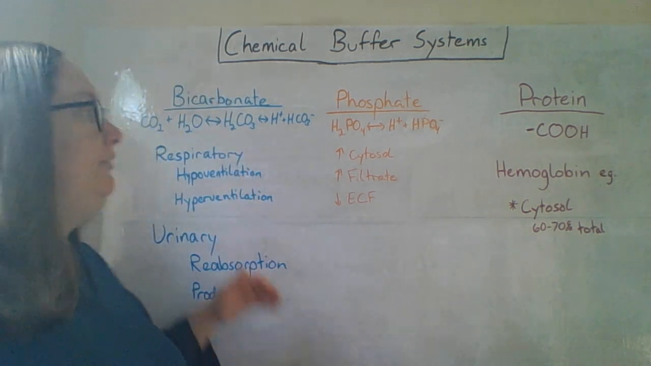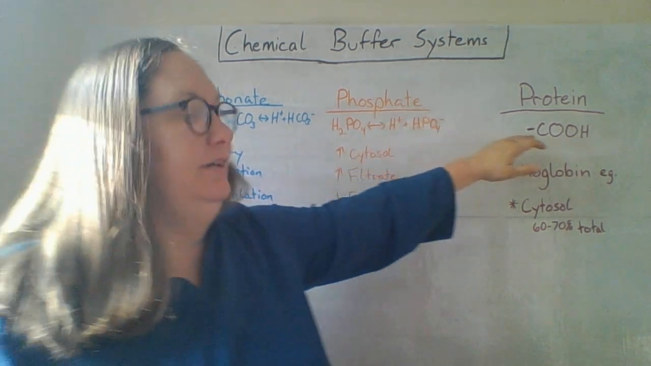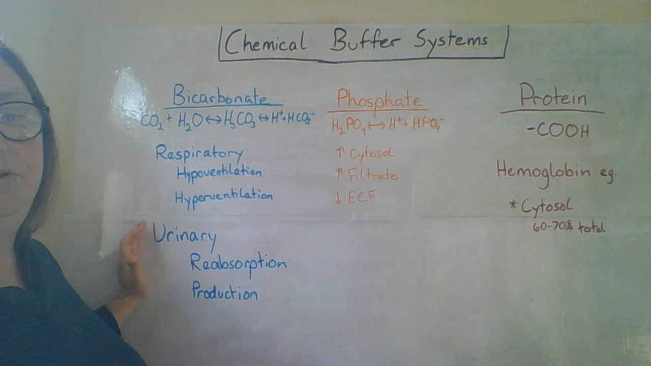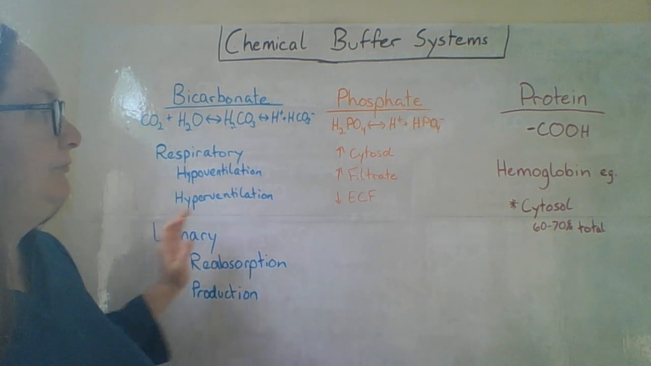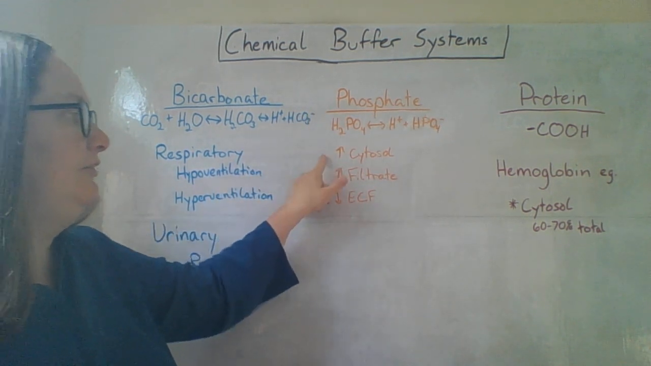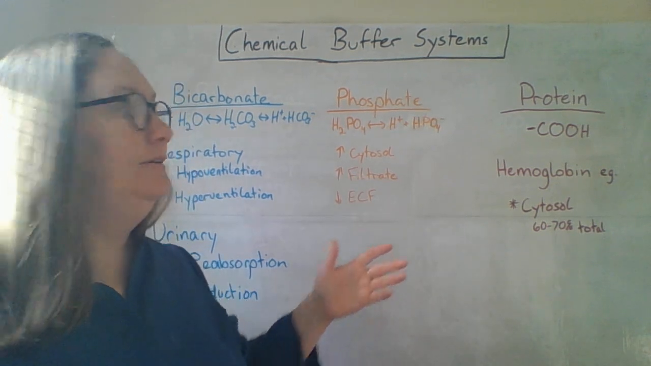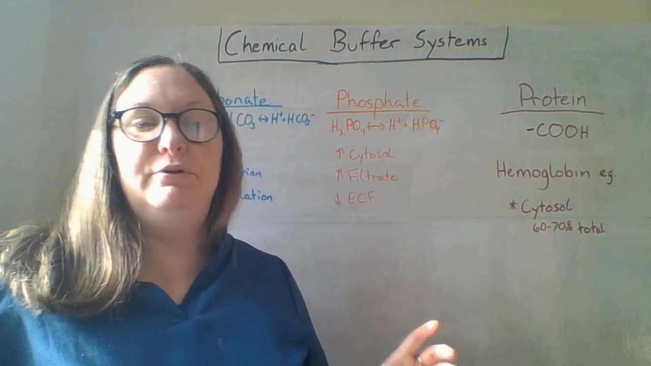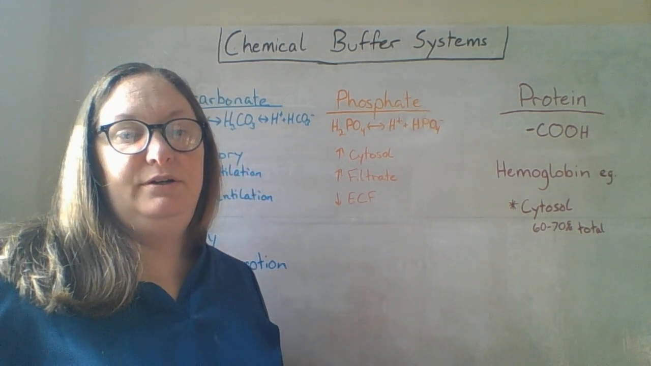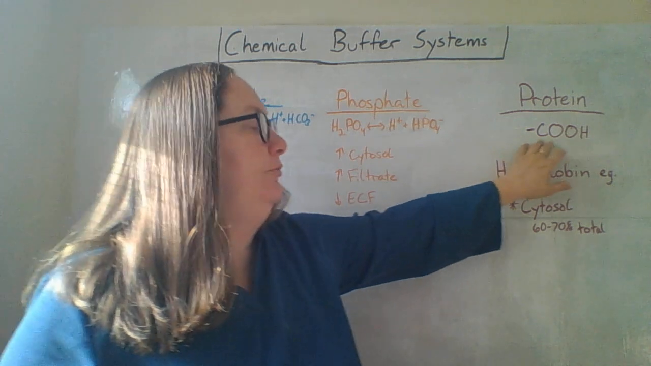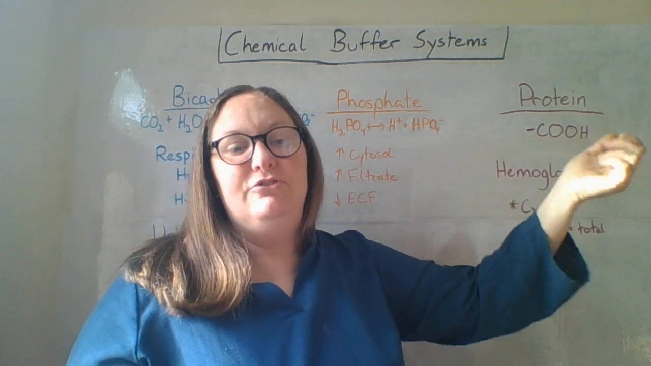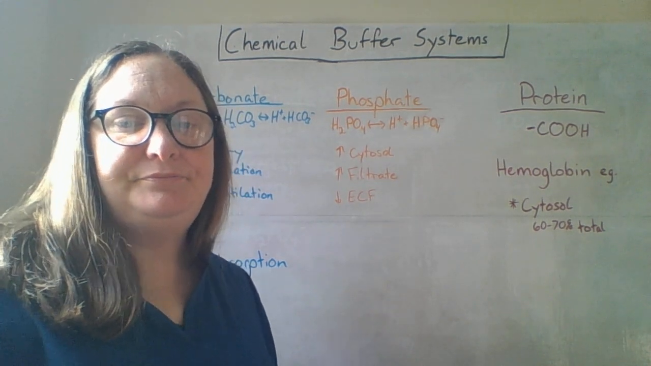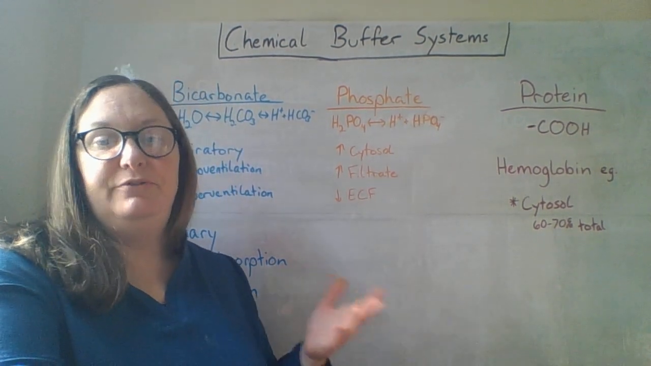So the three systems: bicarbonate, phosphate, and protein. Bicarbonate, we talked about it in the respiratory and the urinary system. Phosphate, you really see it in the cytosol and in the filtrate. And protein, we talked about it with hemoglobin, but it's a very important component. Right? The carboxyl groups' conjugate bases can then accept a hydrogen ion. Alright, so those are the three chemical buffer systems in our body.